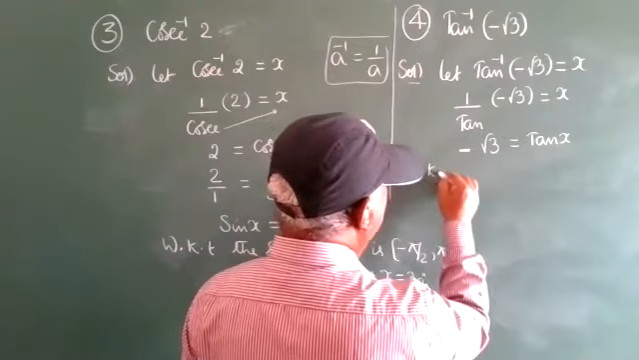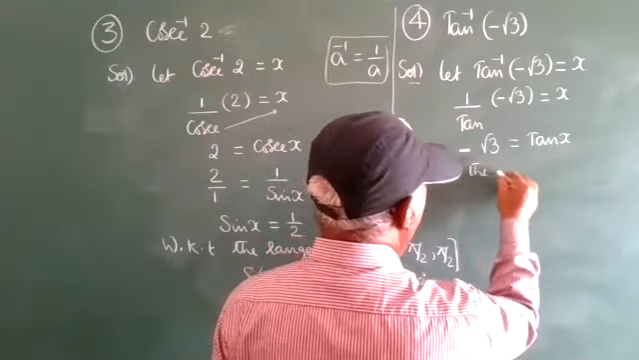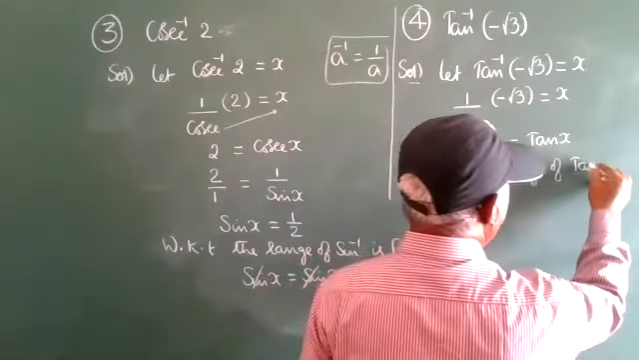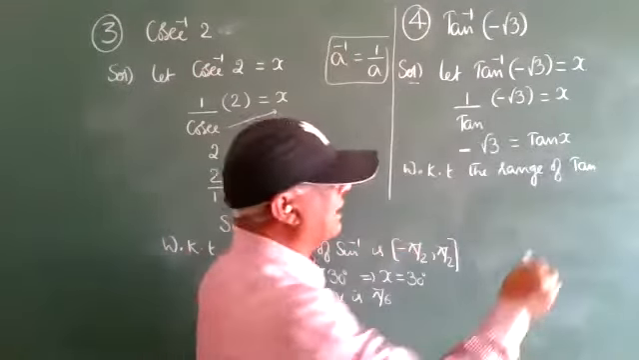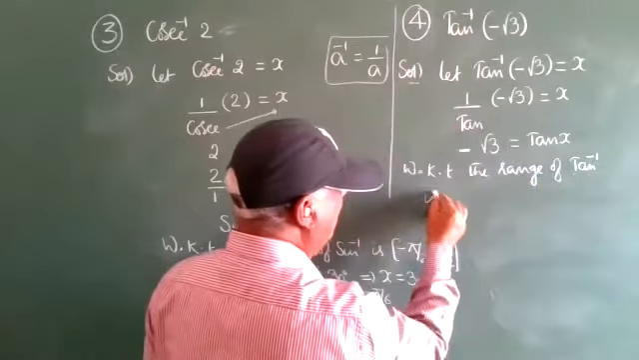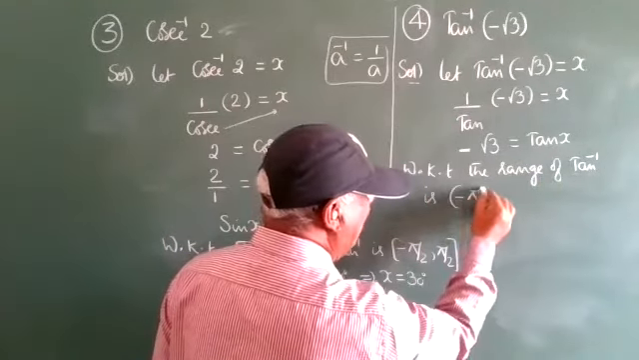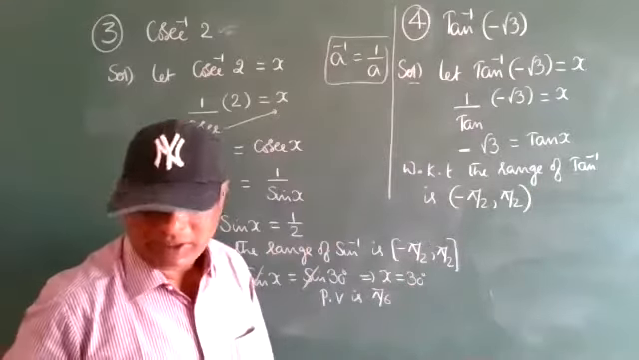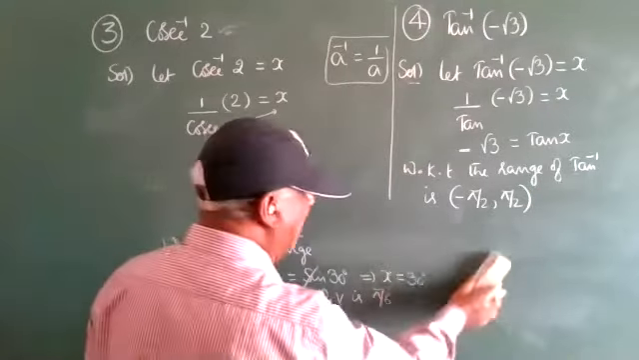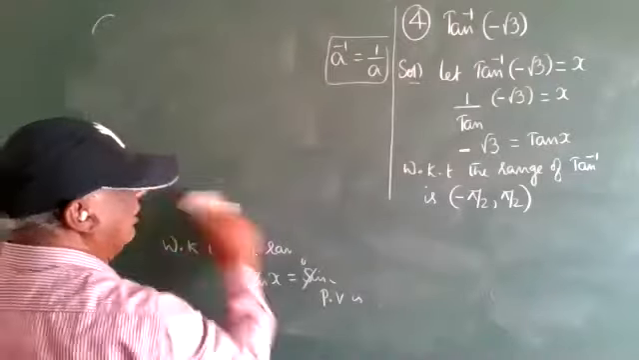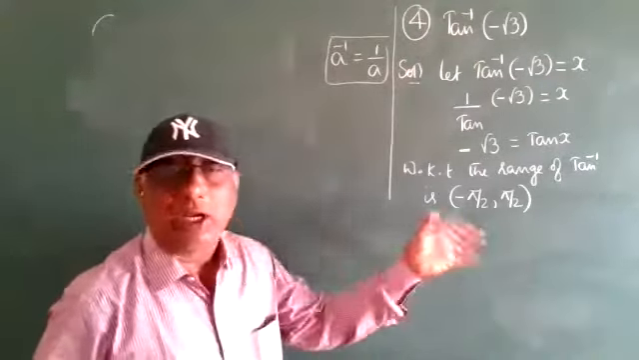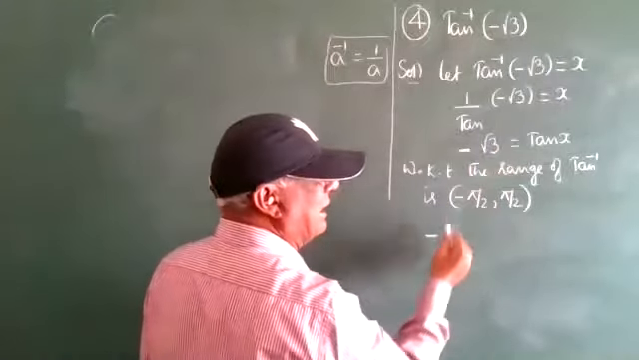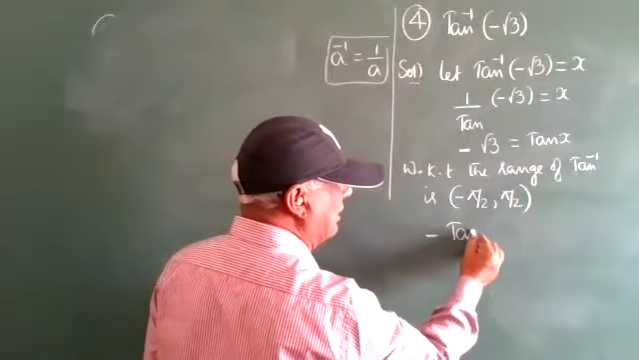First write down. We know that the range of tan inverse is open bracket minus 90 to plus 90. Either a positive value or a negative value, so take it in between minus 90 and plus 90. So I will write minus, at what angle is root 3 in tan.